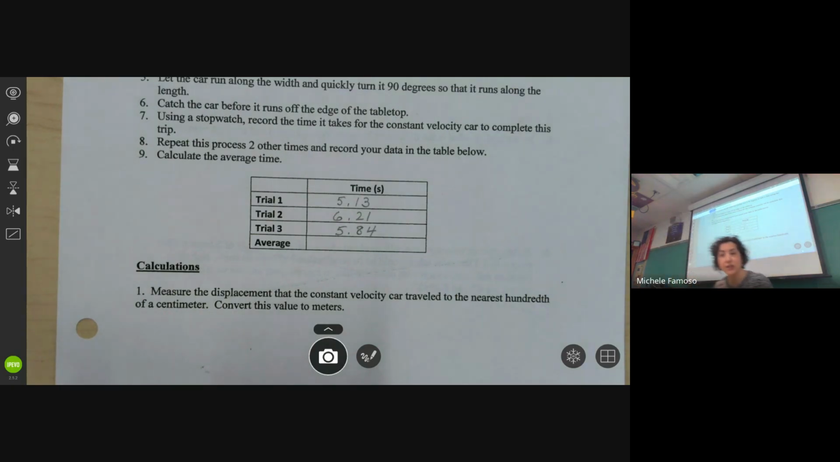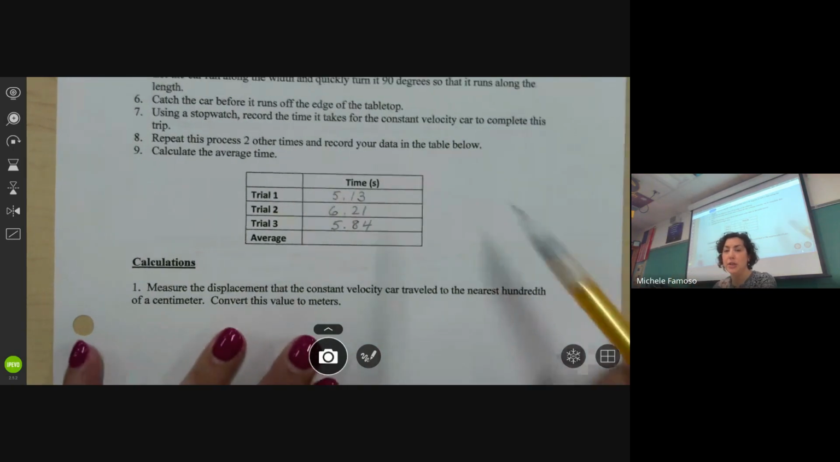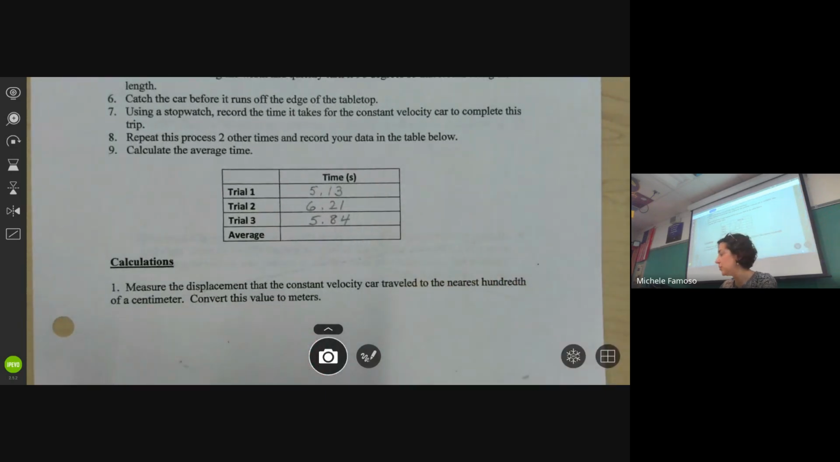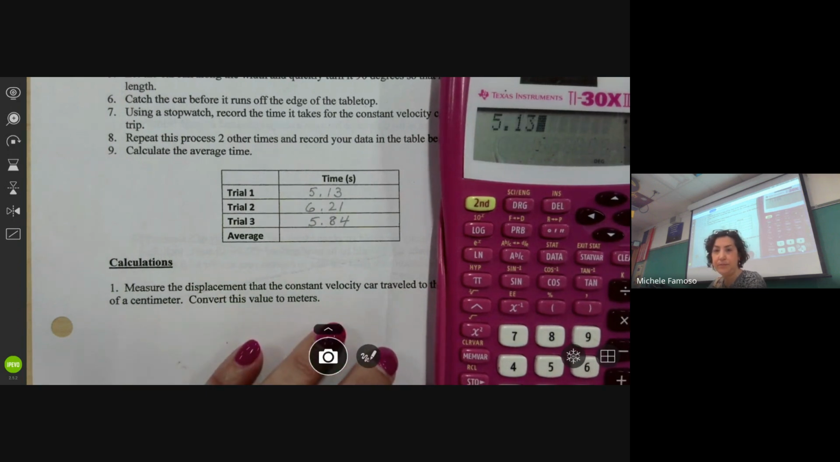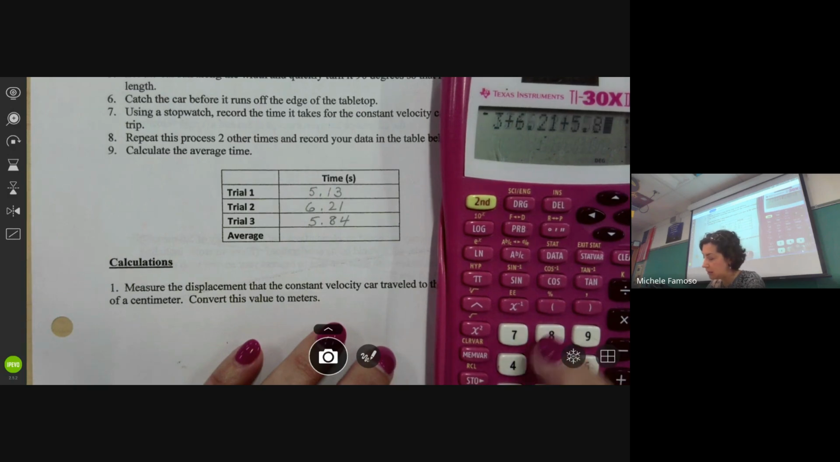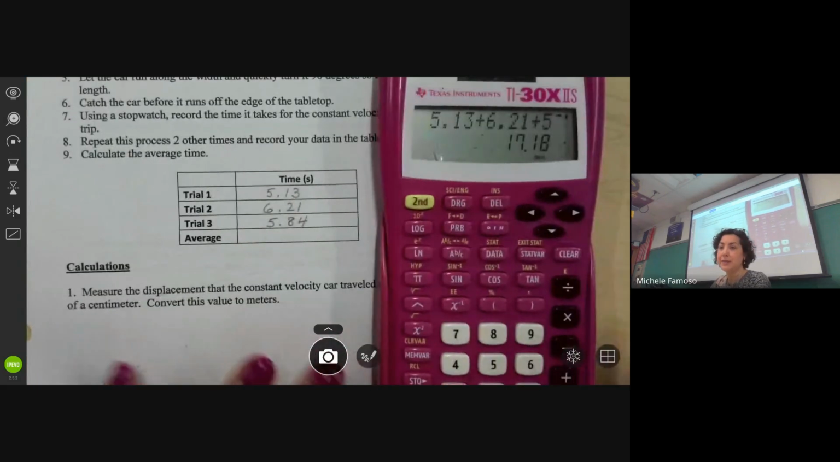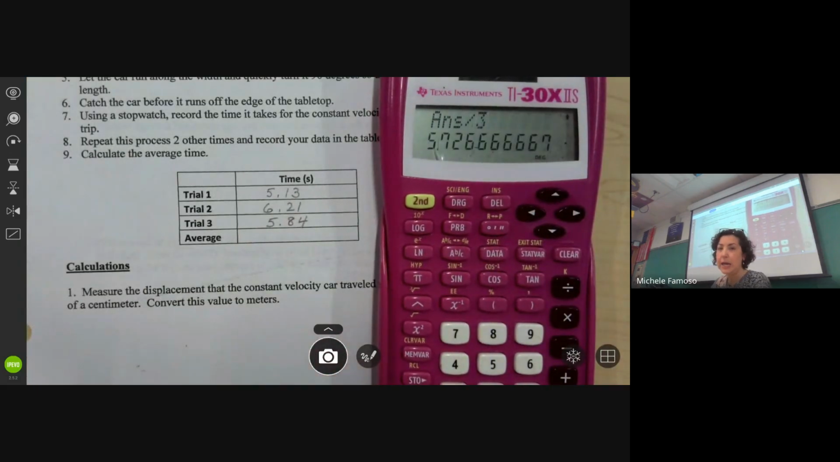All right, so let's talk about how to do the average. The first thing I want you to do is add up the 3 times that you just recorded. Go ahead and add those up. Whatever your numbers were, I'm adding mine. And then you take that sum and divide it by 3. And you need to round the average.